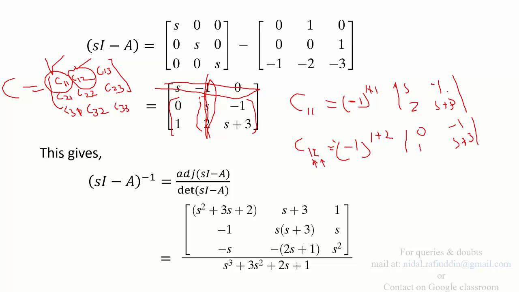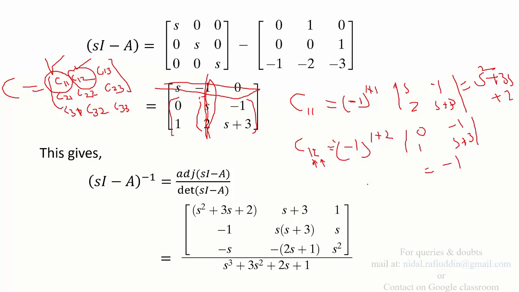So if you evaluate this, what you get for C11 is minus 1 to the power 2, which is plus 1, times s into s square plus 3s minus 1, plus minus 1 into plus 2, which gives you plus 2. So you get s square plus 3s plus 2 as the first element C11. While for C12, minus 1 to the power 3 is minus 1. In the determinant, s plus 3 multiplied by 0 is 0, 1 into minus 1 is minus 1, and you have a minus sign here. So minus 1 into plus 1 is minus 1. This corresponds to C12.